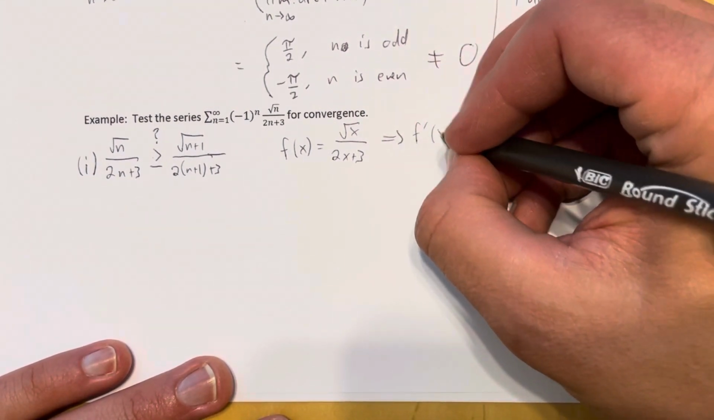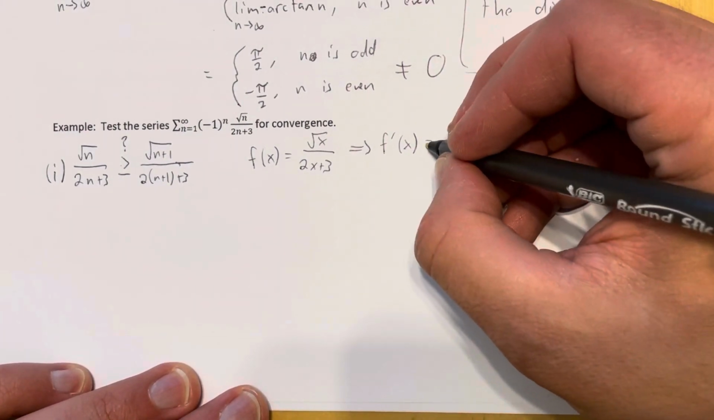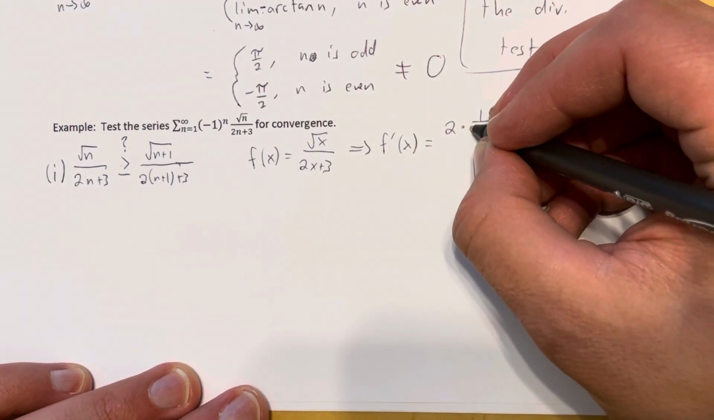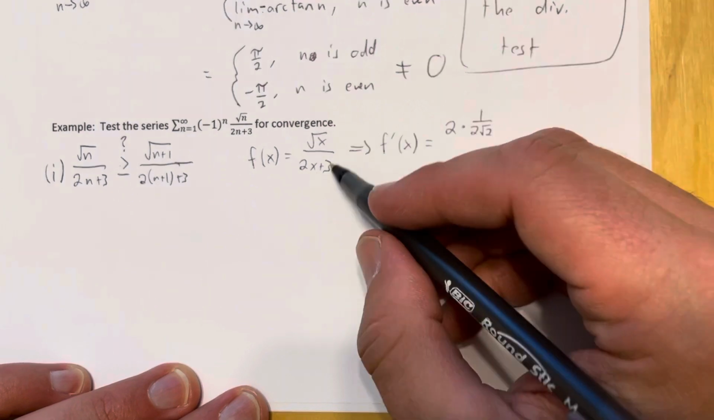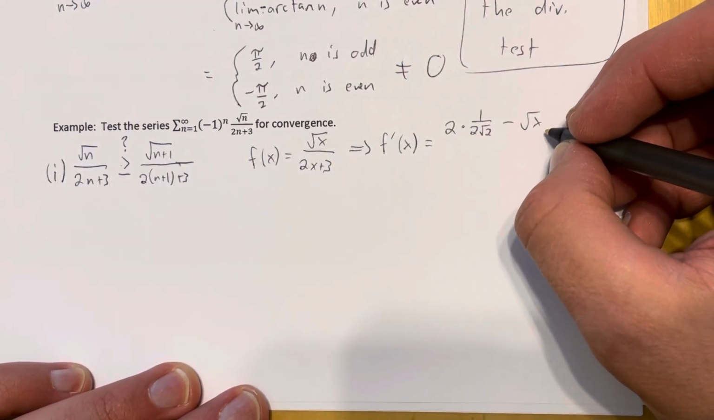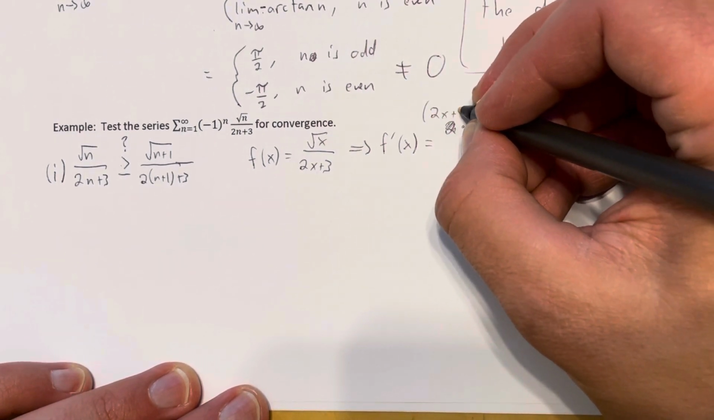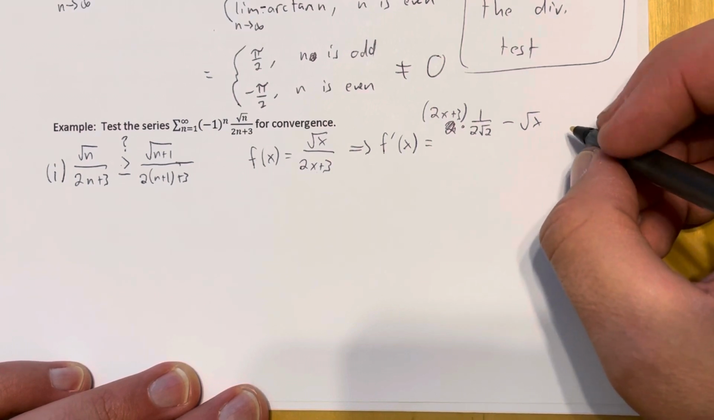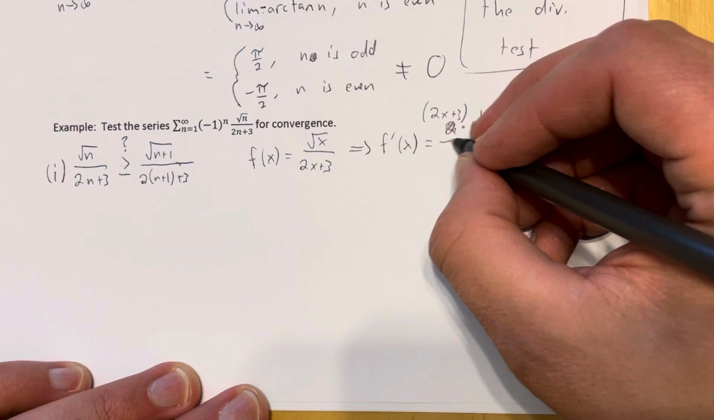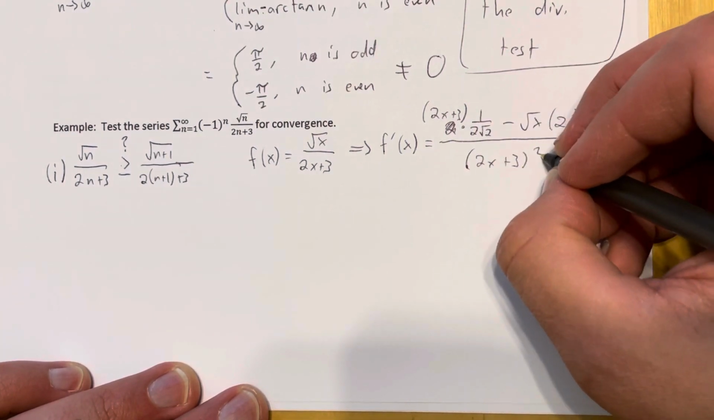If I take the derivative, f prime of x, I can use the quotient rule here. So low d high, this is 1 over 2 root x, minus high d low. Whoops, sorry, I made a mistake here. This should be 2x plus 3 there. And then d low, that would be 2, all over low squared, 2x plus 3 squared.